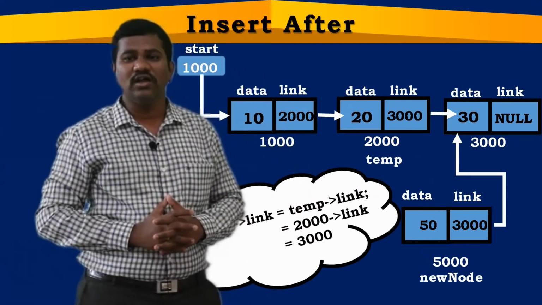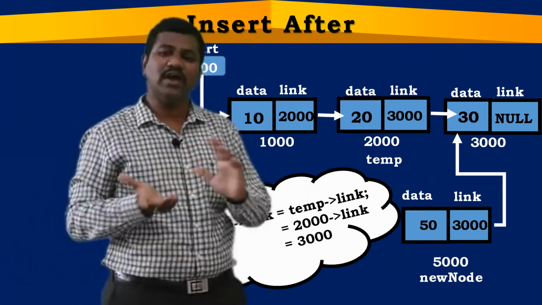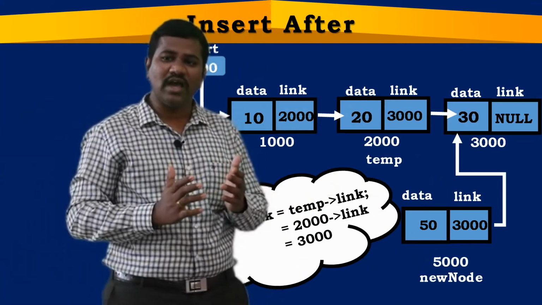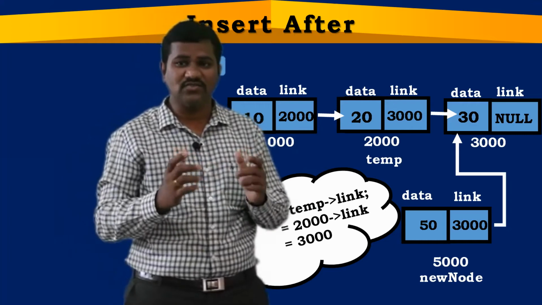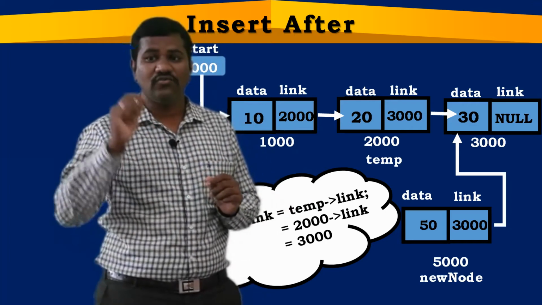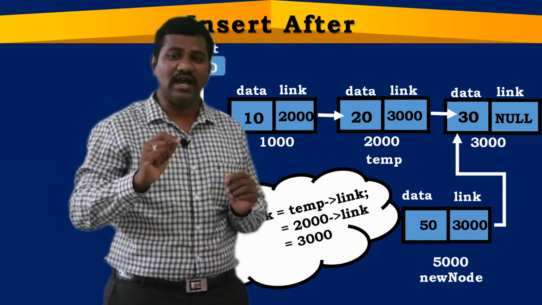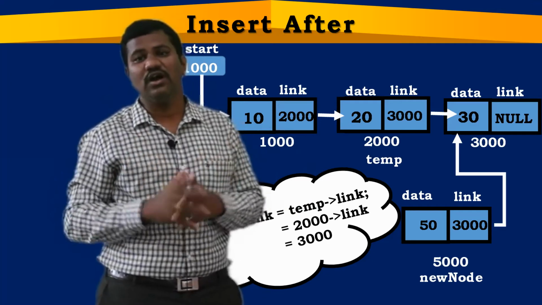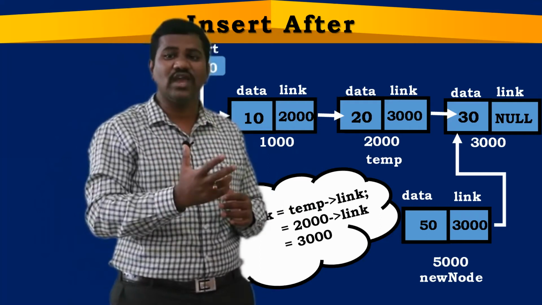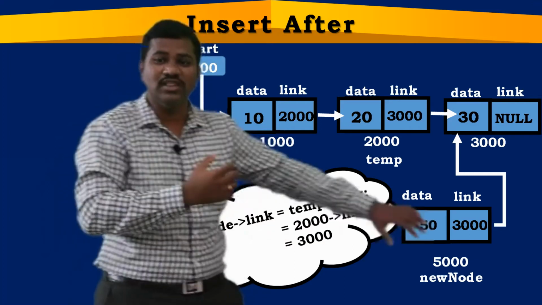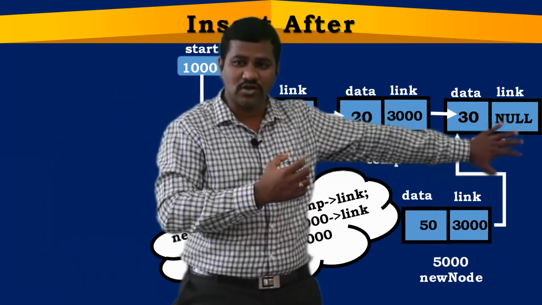Newly created node to what? 3000 node. You may ask a question, right? Why do we need to store temp arrow link into new node arrow link? Can we store new node in temp arrow link? That means the new node address is stored in temp arrow link, then what happens is we are going to lose the address of 3000. If we go with the instruction first, like temp arrow link assigned with new node, then we'll be losing that address. That's the reason whatever address we have in the link part should be stored in the new node link part, so that a link will be established from the new node to what? 3000 node.